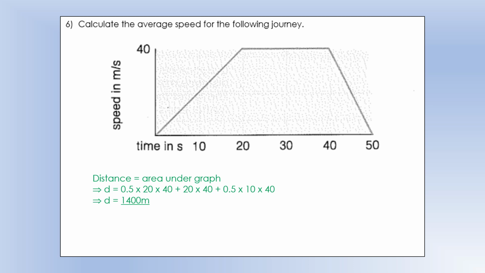And we know that distance was travelled in 50 seconds, so we can get the average speed during that period of time as 28 meters per second squared. And that finishes the set of questions just looking at speed time graphs.